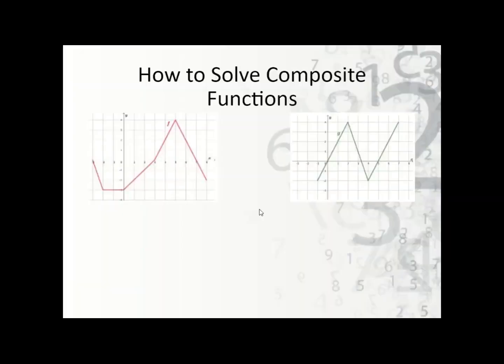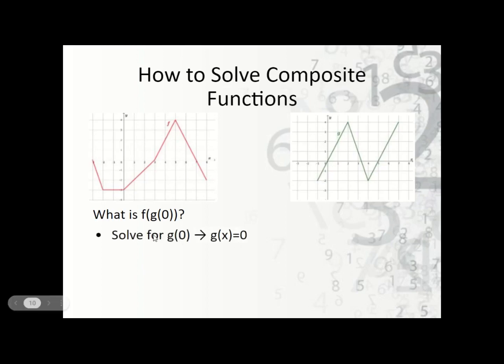Now, how do we solve composite functions? If we're given something like this, this is f and this is g, and I want to know what is f of g of 0. What that really means is I'm going to solve for g of 0. Whatever's in the innermost parentheses, that's what I do first. So when I do that, I find g of 0, which is 0.